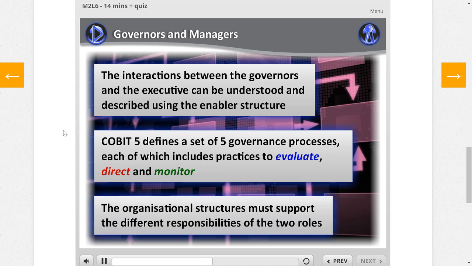The organizational structures must support the different responsibilities of the two roles. COBIT provides an example of the roles that might be appropriate, but how those are represented in the organizational structure is a matter for the enterprise, and may be influenced by the relevant national legal and regulatory framework. In some countries, the governor and executive roles may be held by the same individuals. Other countries require that the executives be overseen by independent governors.